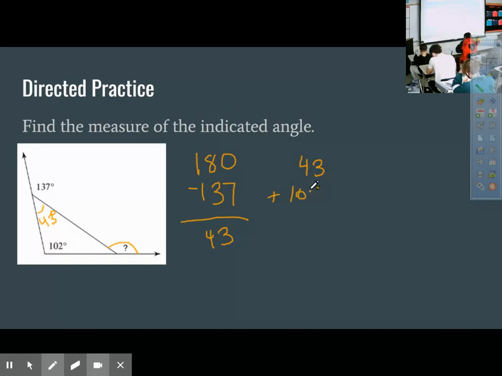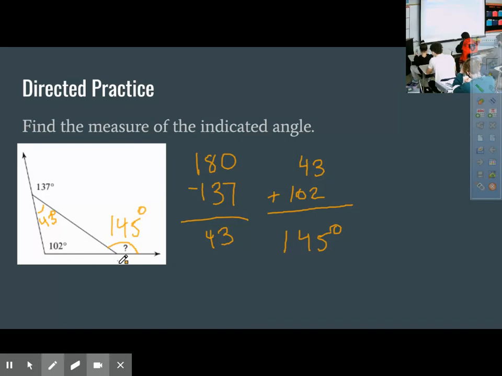Drake, what's 43 plus 102? 145. What'd you say? Say that one more time. 145. Do y'all agree with that? Yeah. Perfect. So that's a 145 degree angle right there.